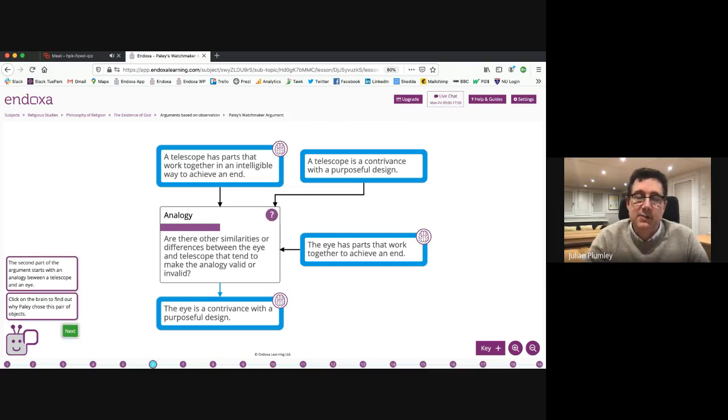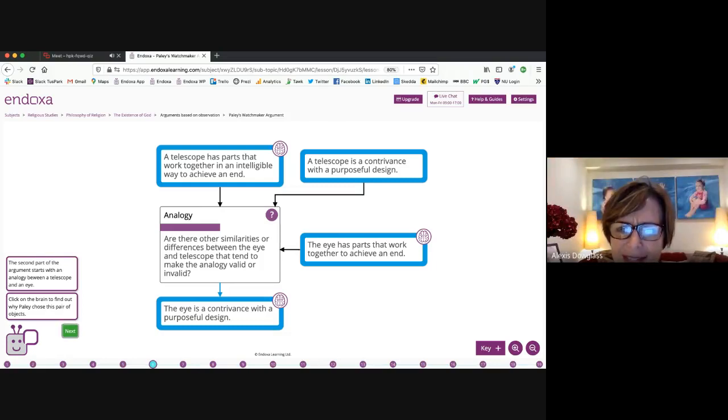So the parts of a telescope are exactly comparable to the parts of the eye. You have a lens that focuses light on a certain point at the back. And he makes the point that the telescope has parts that work together in a way that we can understand, and that's definitely got a purposeful design. And the eye has parts that work together, so the eye must have a purposeful design. And that's pretty clear to understand, isn't it?